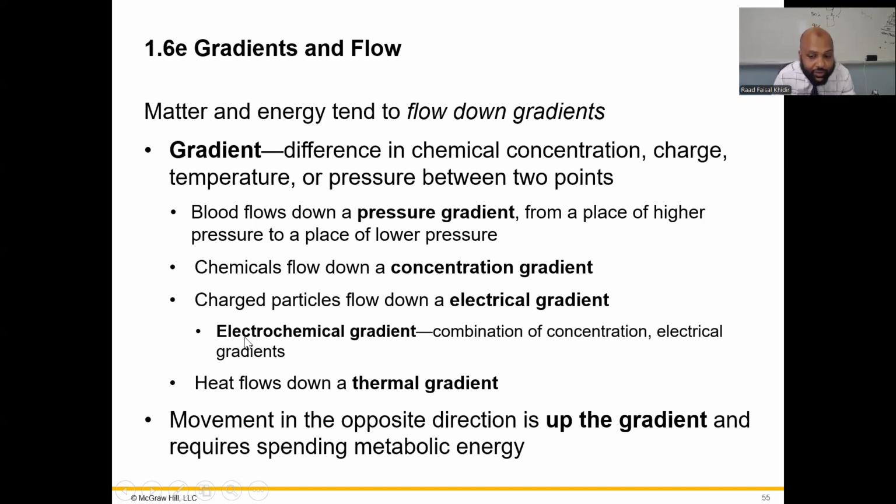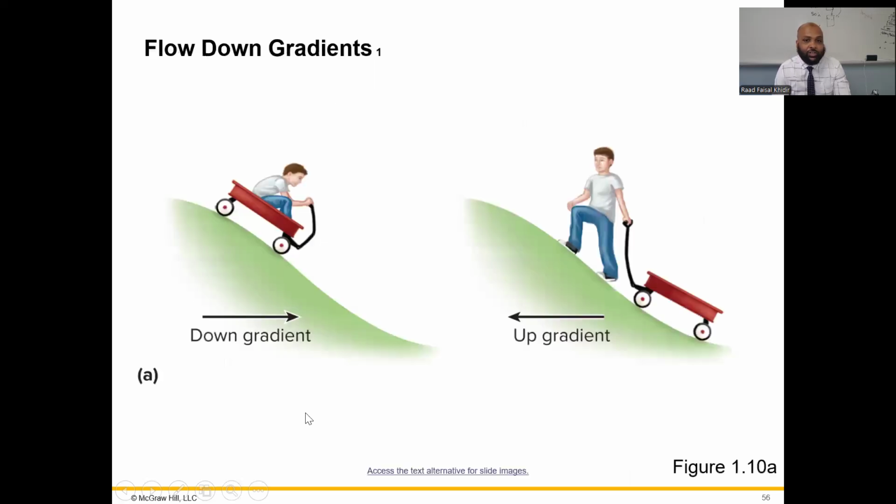Movement in the opposite direction is up the gradient and requires spending metabolic energy. So if you want to move against the concentration gradient, I'll talk more about that next lecture. Down gradient is easy, like moving downhill. I talked about that earlier, like the waterfall. The water moves from an area of higher elevation, higher potential energy, to an area of lower potential energy.